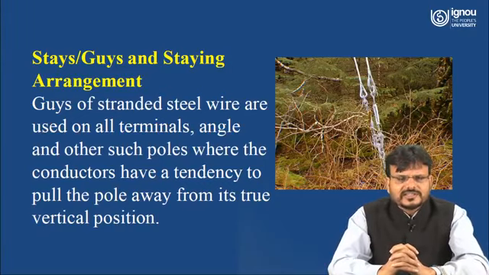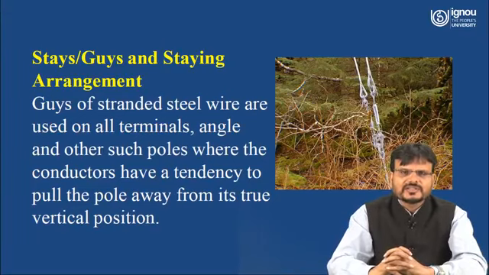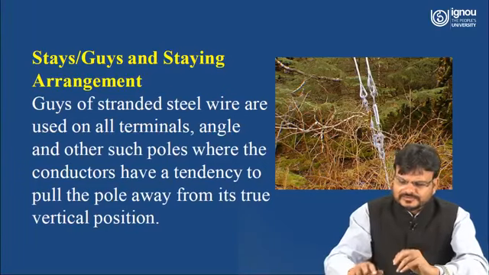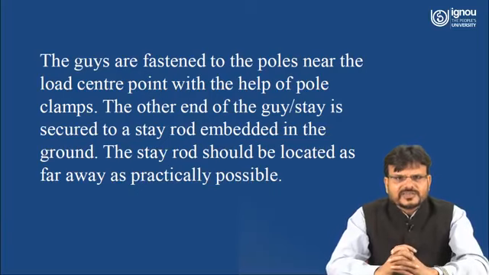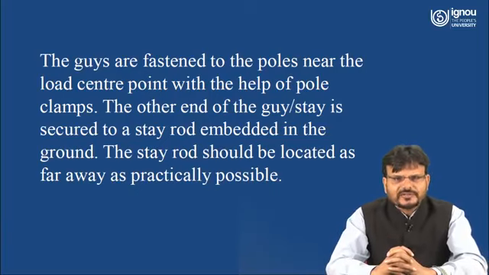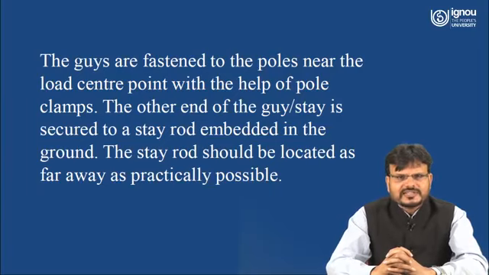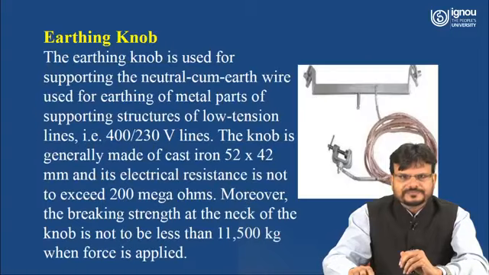Next is the staying arrangement. Guys of standard steel wire are used on all terminals, angle and other such poles where the conductors have a tendency to pull the pole away from its true vertical position. Here you can see in the figure how the staying arrangement is done. The guys are fastened to the poles near the load center point with the help of pole clamps. The other end of the stay is secured to a stay rod embedded in the ground. The stay rod should be located as far away as practically possible.